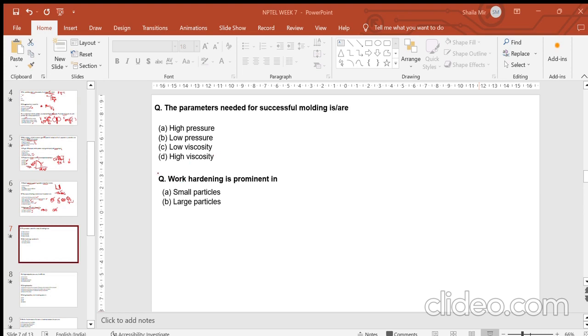Can you tell me what the answer is in grams per cc? 8.70. Okay, so it is 8.7.